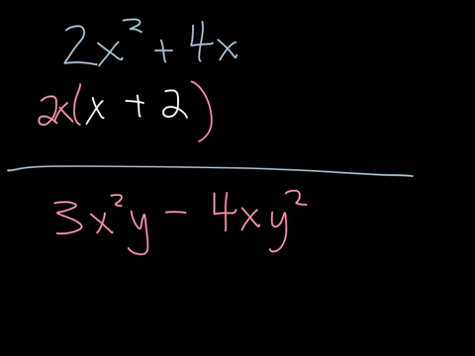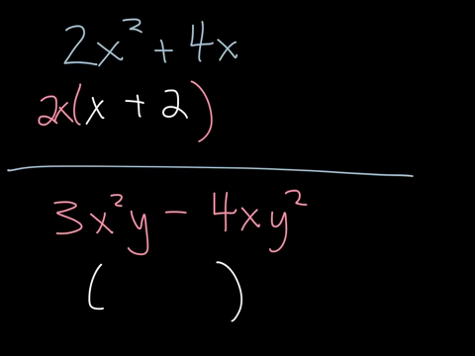And we can check by distributing. 2x times x is 2x squared. 2x times 2 is 4x. That's what we need. The second example, look at the coefficients first. 3, negative 4. Is there anything in common there? Is there a greatest common factor other than 1? And no, there's not. So this time, we are not going to be bringing a coefficient, a number, outside the parentheses here. But we see that they both have x's and they both have y's.